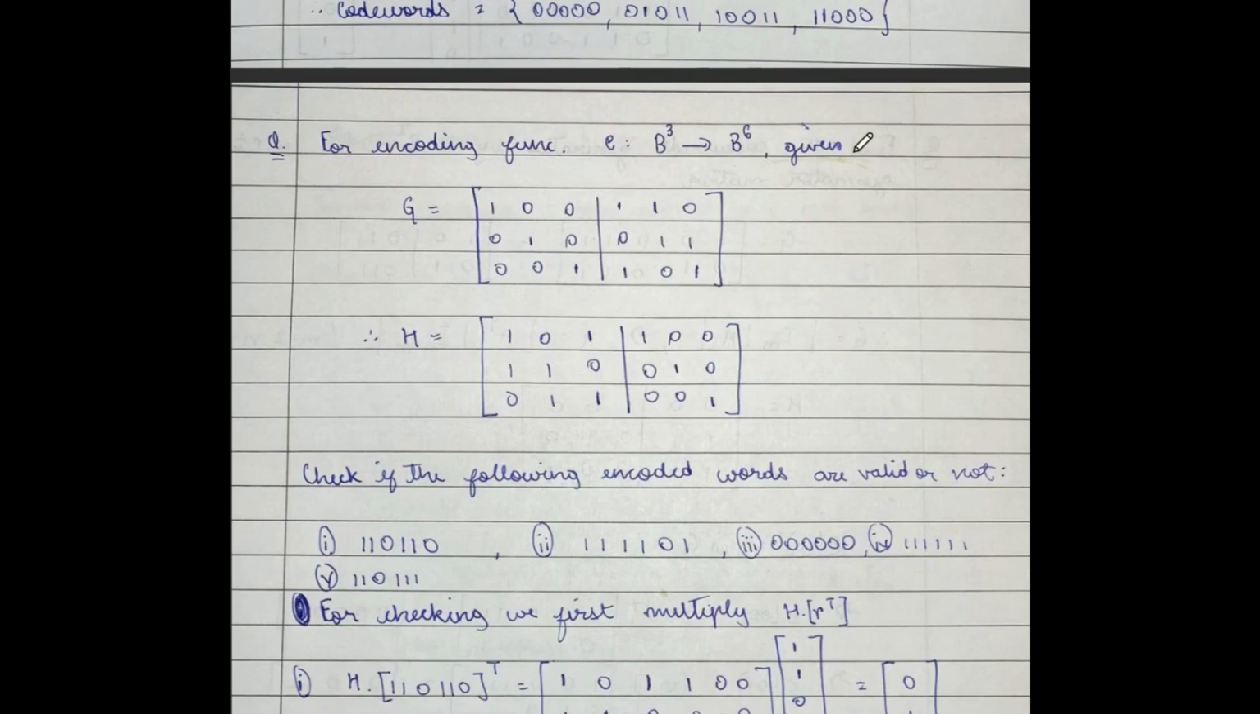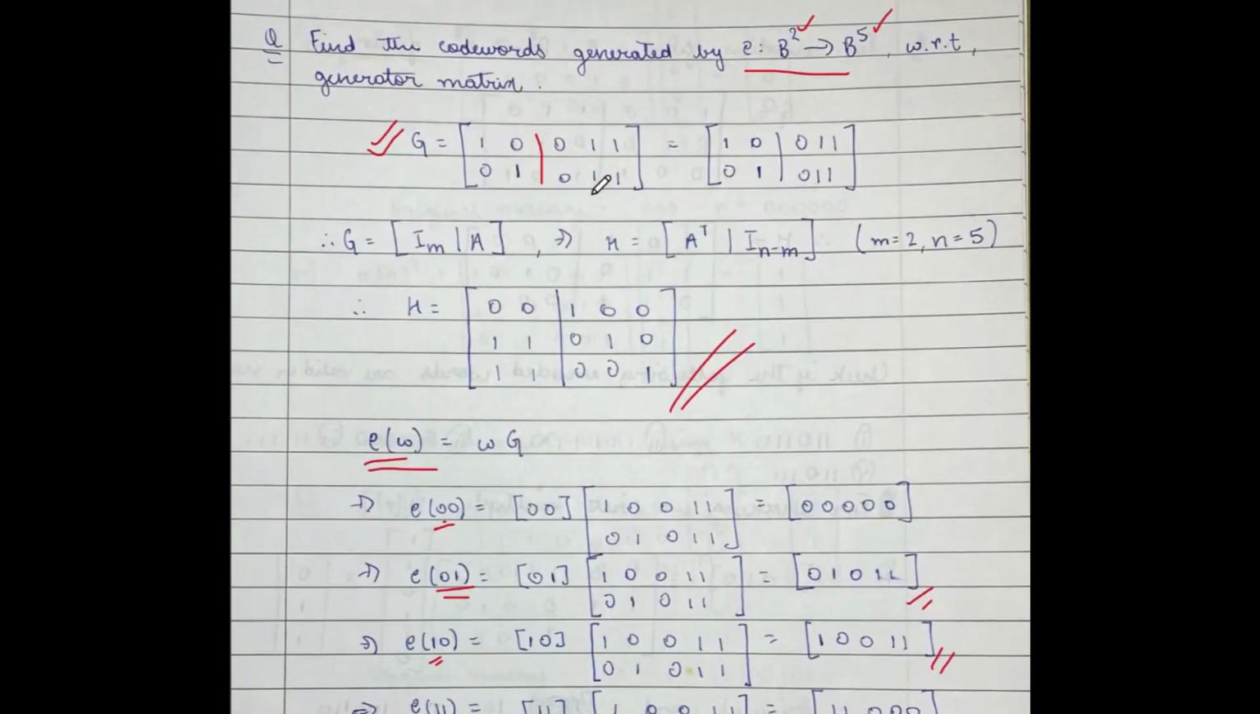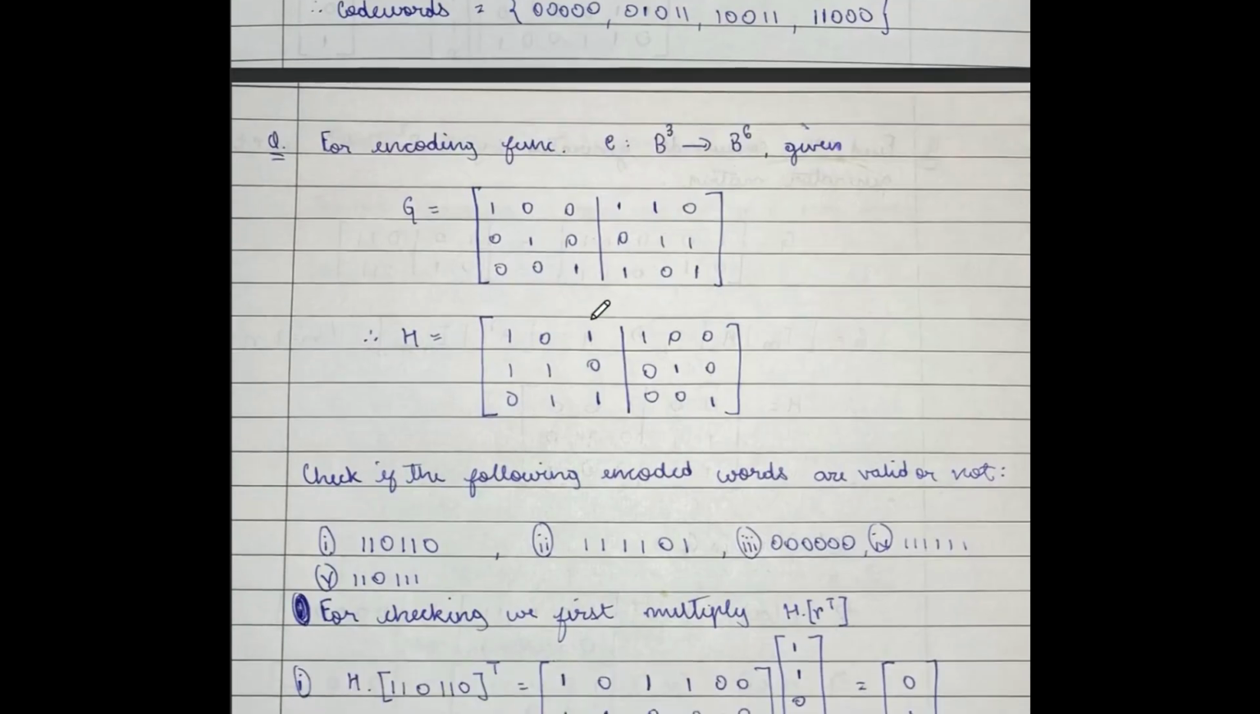So our last question is based on the parity check matrix, and in this we've been given an encoding function E from B3 to B6 and a generator matrix G. This is the given value. So how do we find the matrix H? We've seen that the given matrix G has a matrix inside it which we denote as A. So we have to write the transpose of A in H. As you can see, this is the transpose of this part, and this is the identity matrix of size 6 minus 3, which is 3. So this is our final parity check matrix.